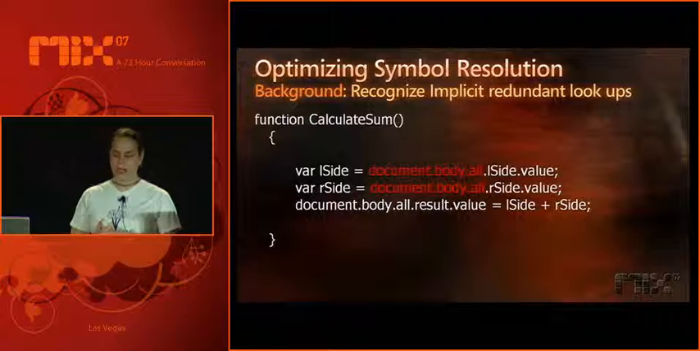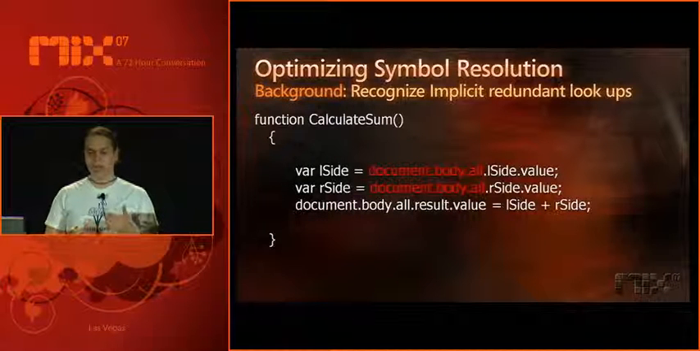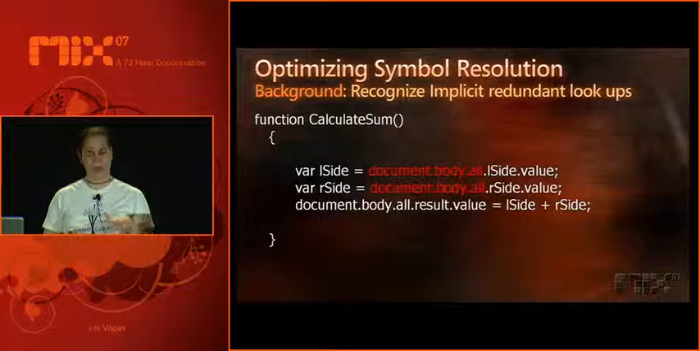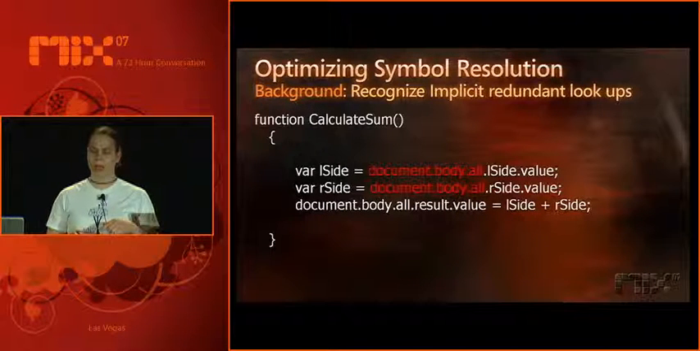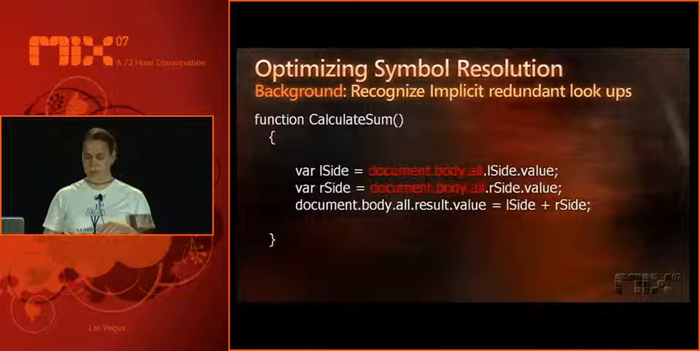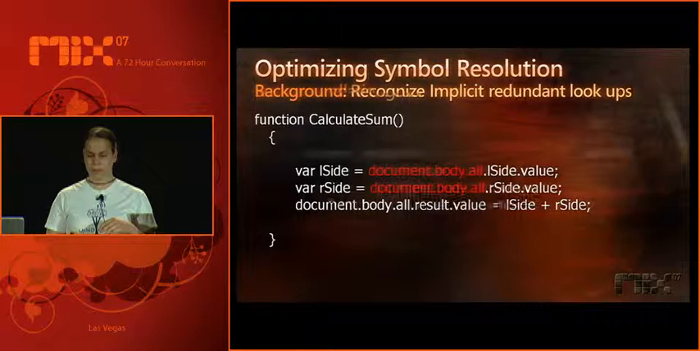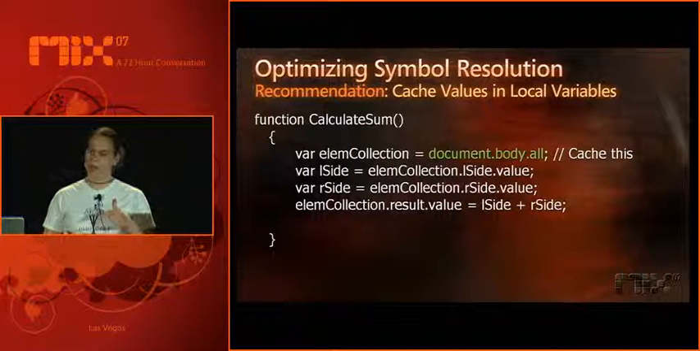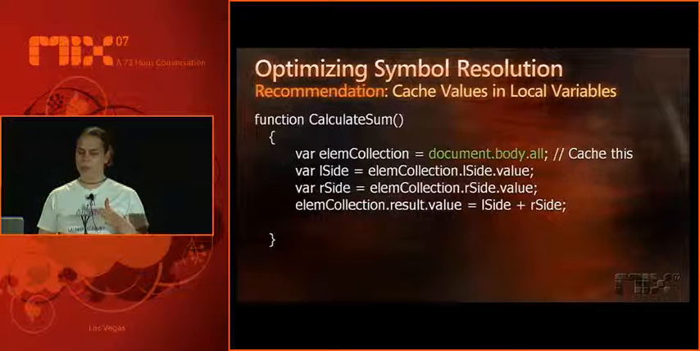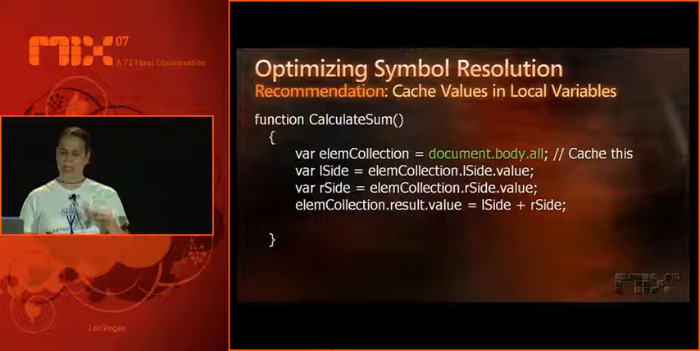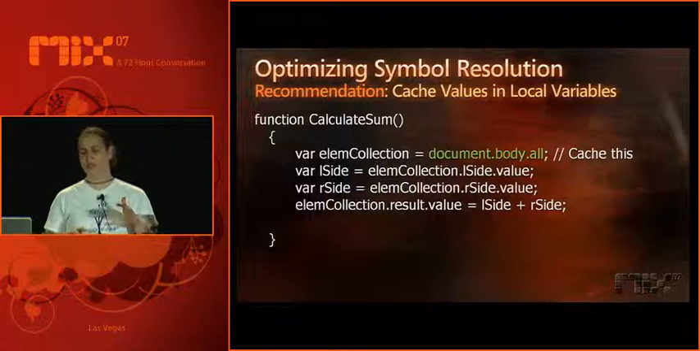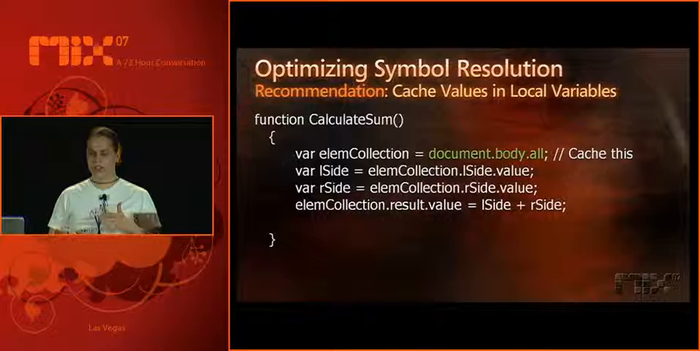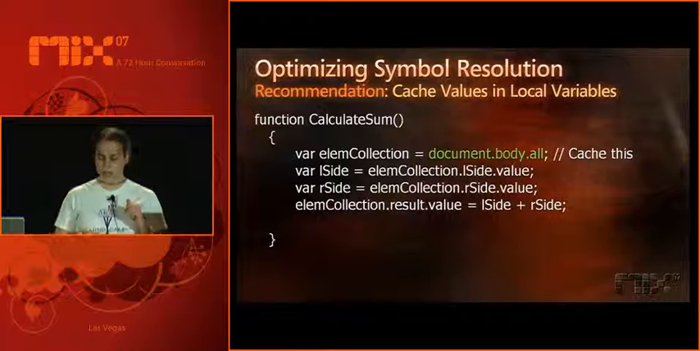So if I were making a calculator and I wanted to use this function, this in general is pretty good because I'm doing a local assignment in L side and R side. But what I'm actually doing is accessing the DOM multiple times when I don't need to. So with document.body.all, I'm actually caching the collection in the local variable element collection. And then I can do the assignment a single time in this function.